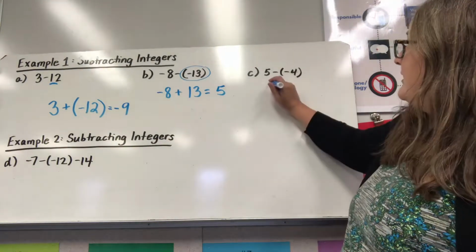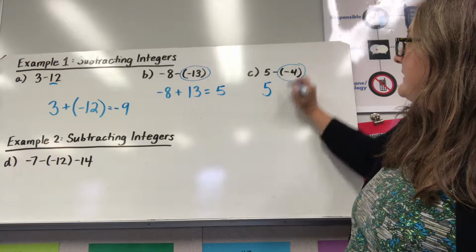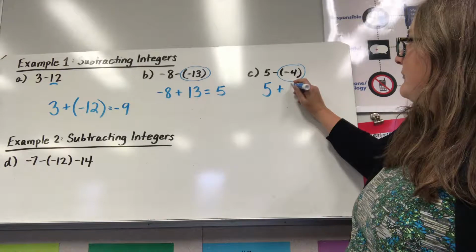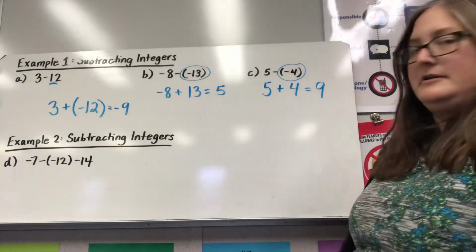One more. I've got 5. I'm going to start at the same point, but this second number is going to become its opposite. So it's going to be plus, and the opposite of -4, 4. And that one turned into an easy problem.